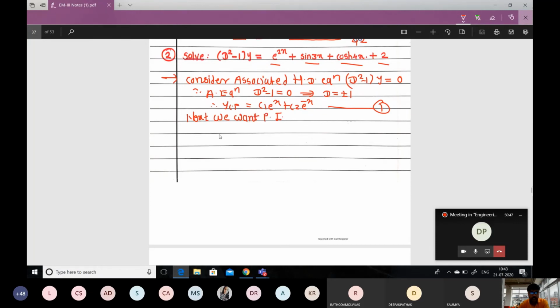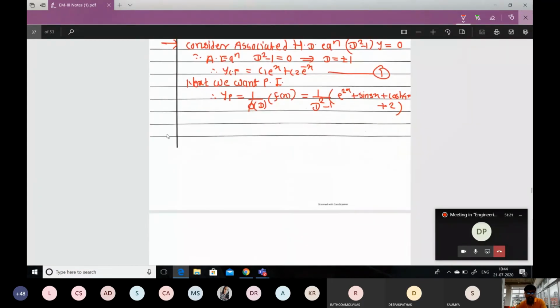the particular integral. So yp is equal to 1 upon phi of D, right hand side f of x. What is phi of D? It is the auxiliary equation, D square minus 1. So 1 upon D square minus 1, and the right hand side is e to the power 2x plus sine 3x plus cos hyperbolic 4x plus 2.